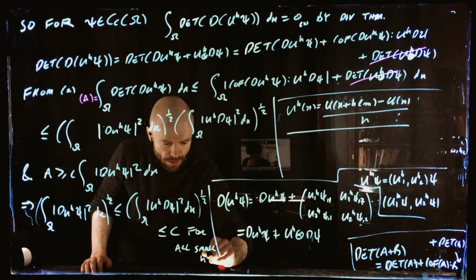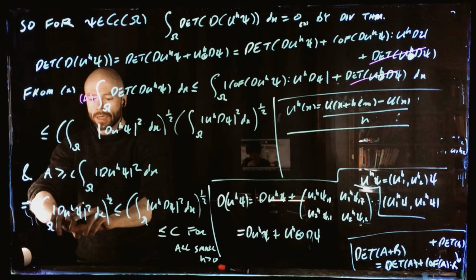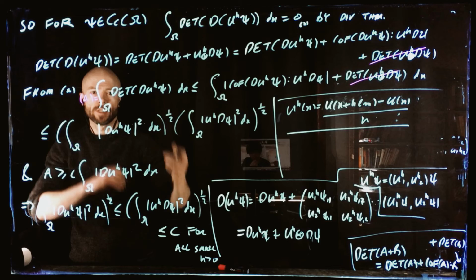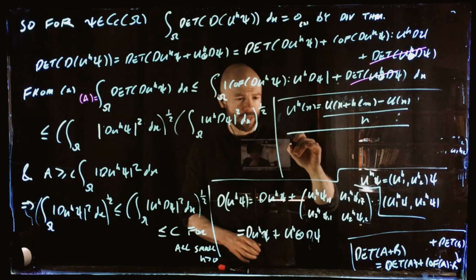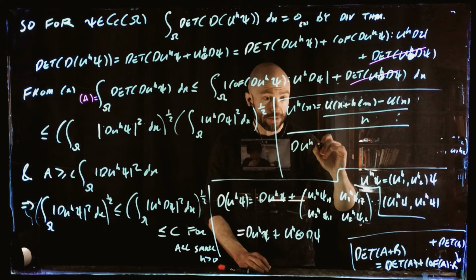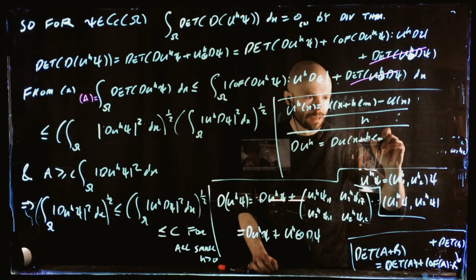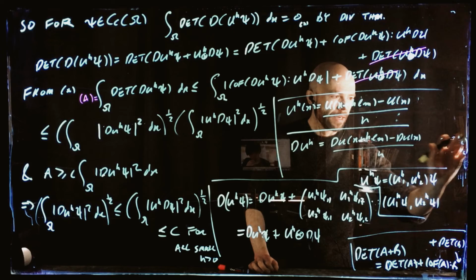So actually, happily, I don't need the part that I didn't prove. And this guy right here now forms a bounded sequence in Sobolev space. So we have that du^h is bounded, which, let's write it out, is this guy, is bounded in L2.